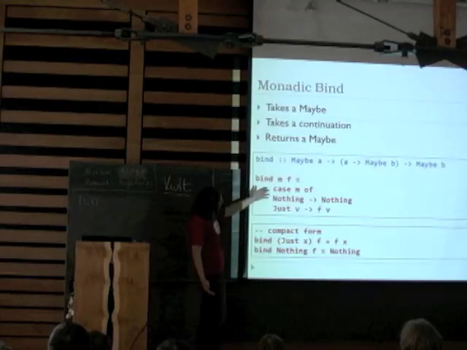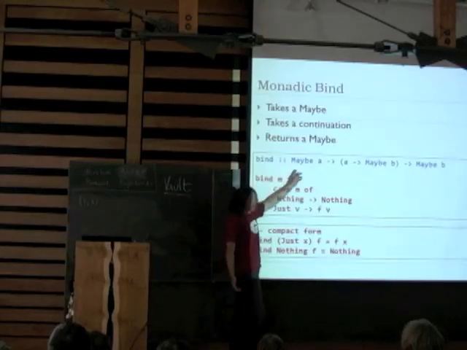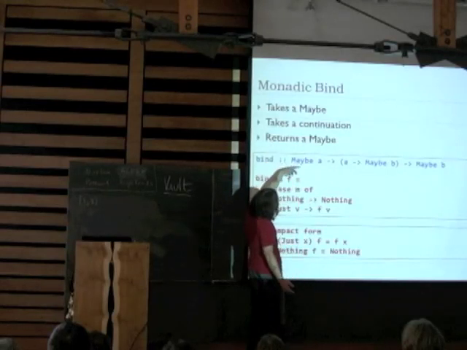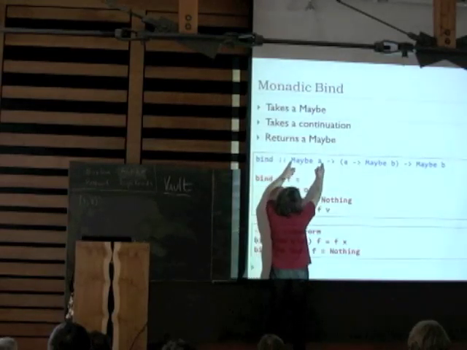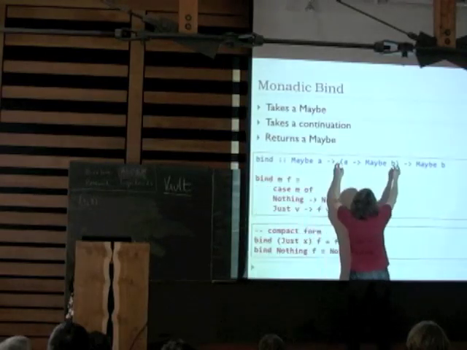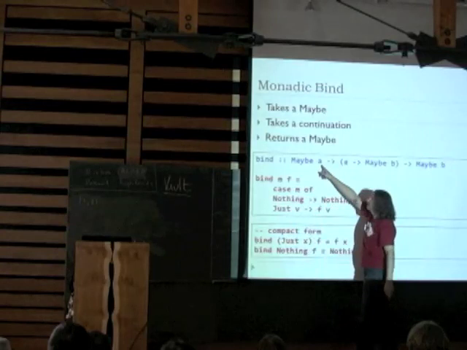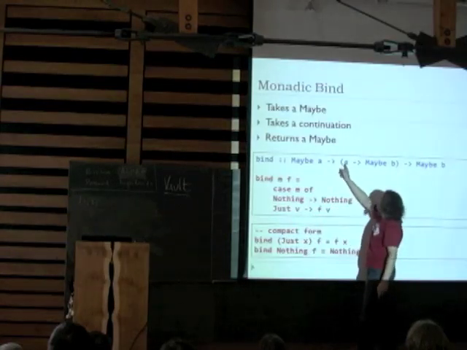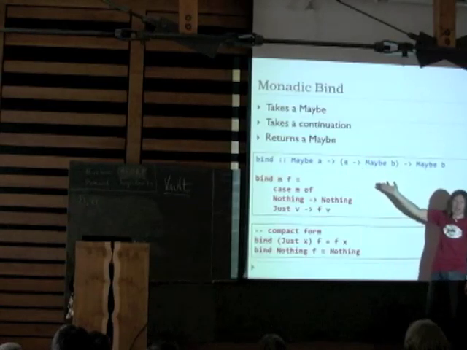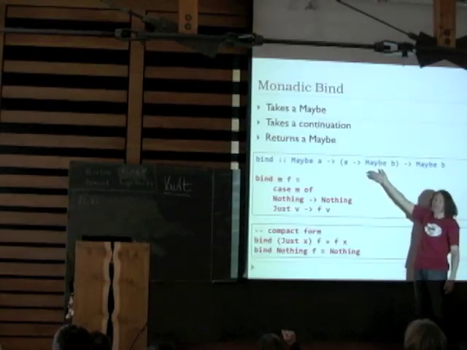And here's the definition of bind. And also look at the type signature, okay? So this is translated from what I said there. It takes a maybe of type A, takes a continuation that takes A, this type, okay, and returns maybe of some other type B. Doesn't have to be the same type.